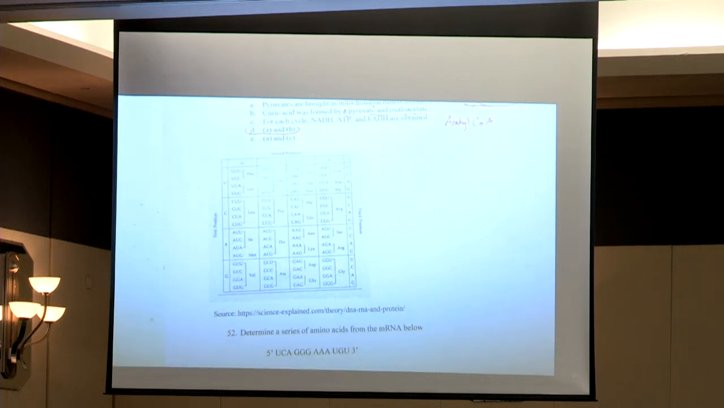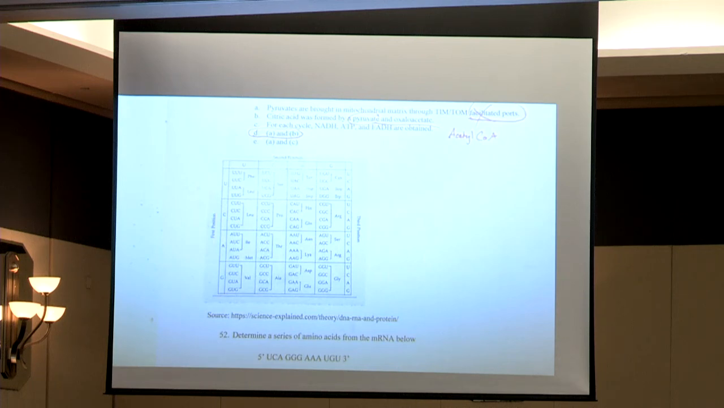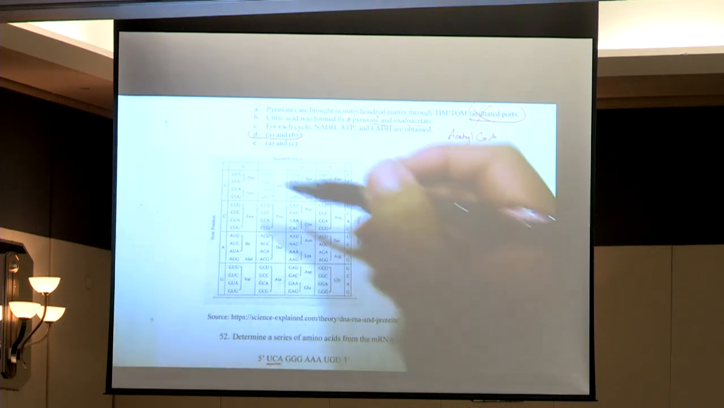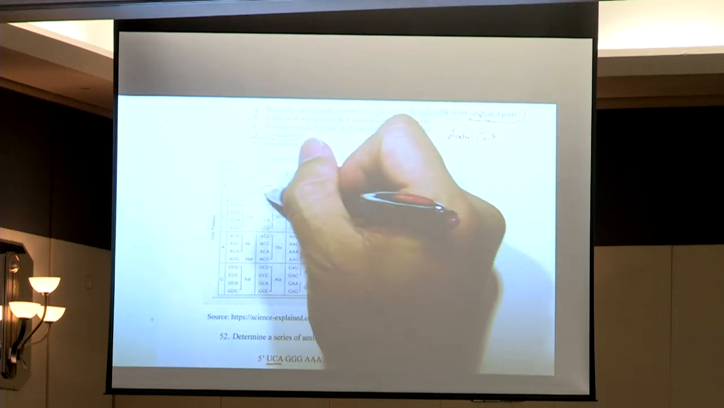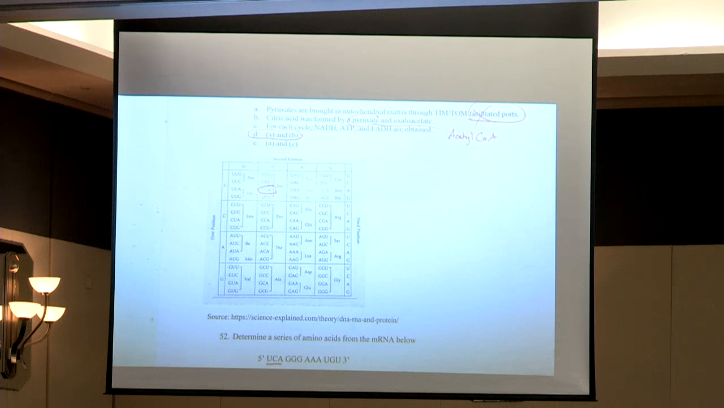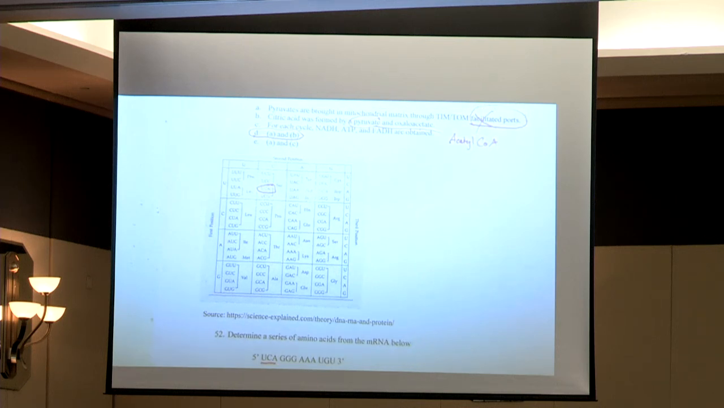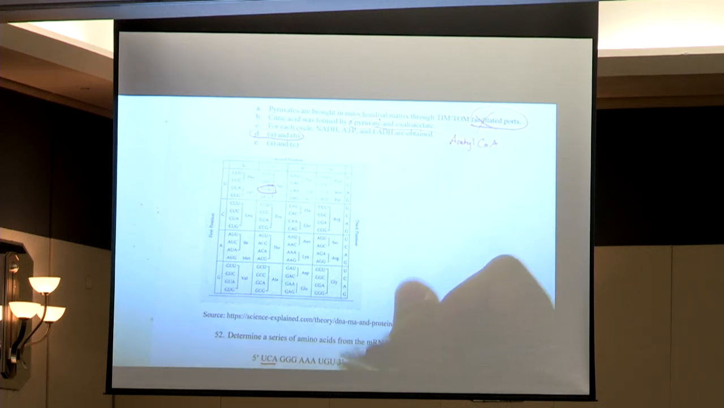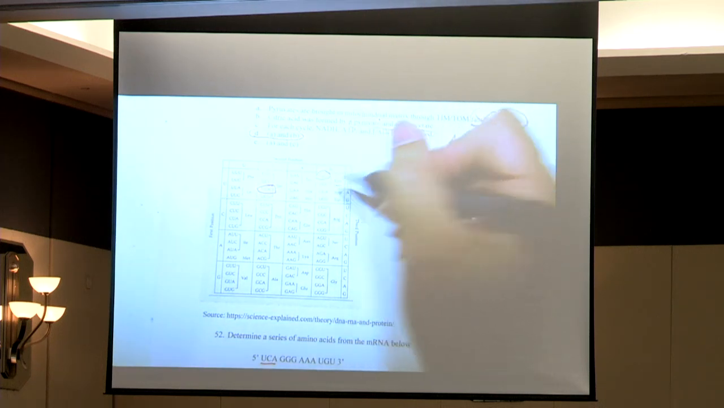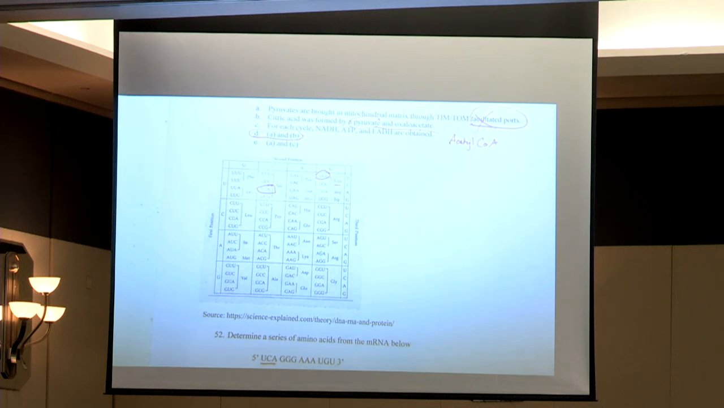Last one, I think, is very simple. We just have to identify what is on here as mRNA. It's like determine the sequence of amino acids for the mRNA below. So we start with UCA. Where is U? UCA is this one, right? So the first one has to be serine. So the first three are not, so they're out, right? Everything else is the same, so we can just look at the last one. The last one would be UGU. Where's UGU? UGU is right here, which is cysteine. So that one is the right answer.